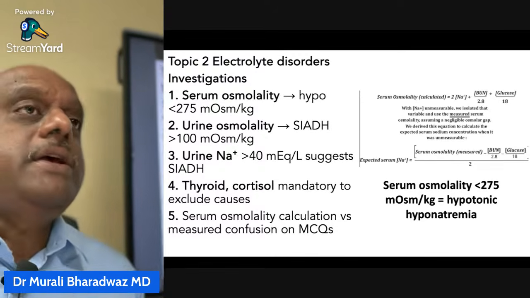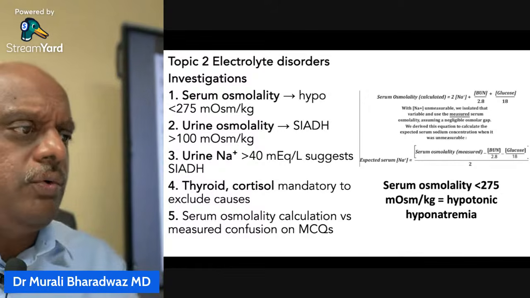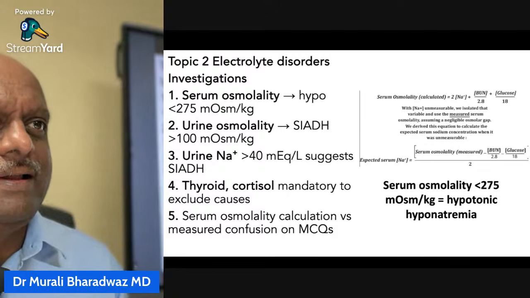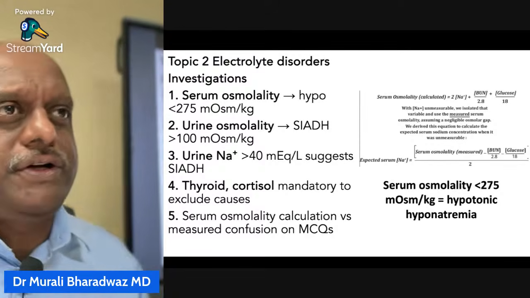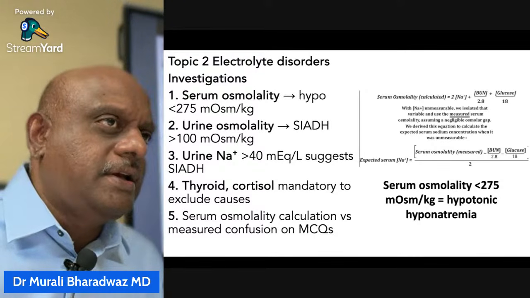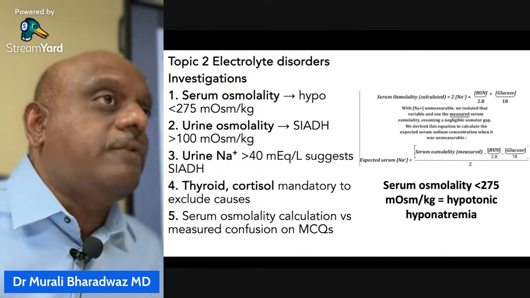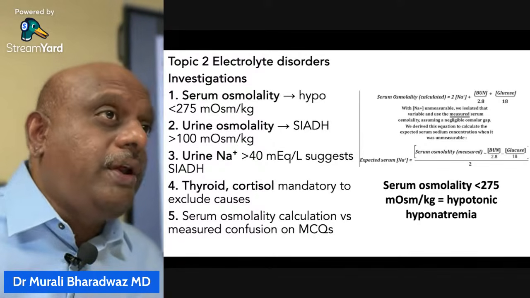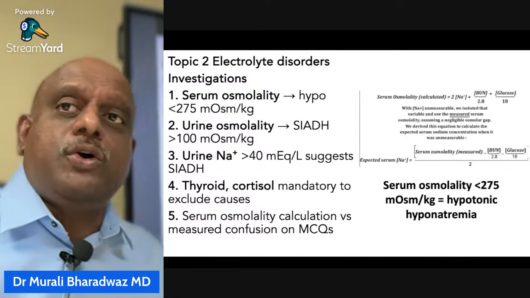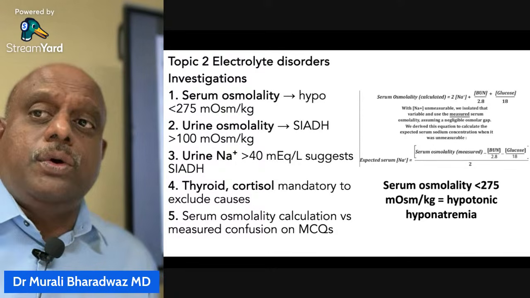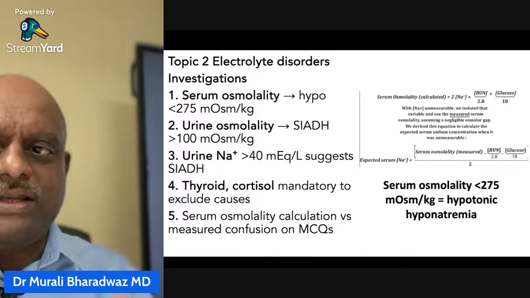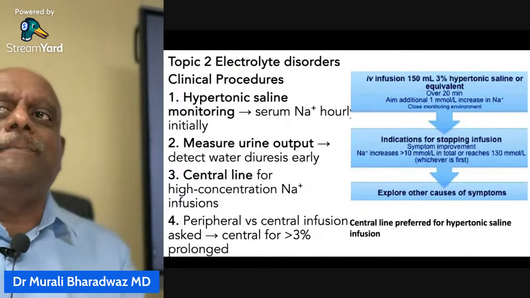Similarly, whenever SIADH is considered, you should rule out hypothyroidism. You should rule out adrenal dysfunction. You should rule out cardiac dysfunction. So only in the absence of thyroid disease, adrenal disease, cardiac disease, the presence of hyponatremia in a euvolemic individual whose urinary osmolarity is more than 100, plasma osmolarity less than 275, urine sodium more than 40 is the diagnosis of exclusion, which is called SIADH, is what you need to remember.